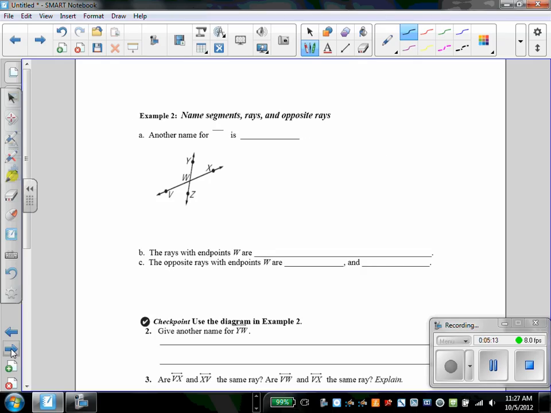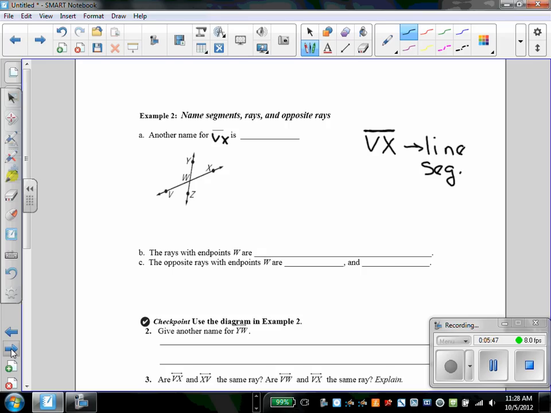Example 2 says name segments, rays, and opposite rays. For letter A, it says another name for VX. Notice we have this VX written with a symbol up here without any arrows. That implies line segment now, not line. And a line segment, as we've talked about, has a definite length, and a line goes on forever. So there's a huge difference between those symbols.